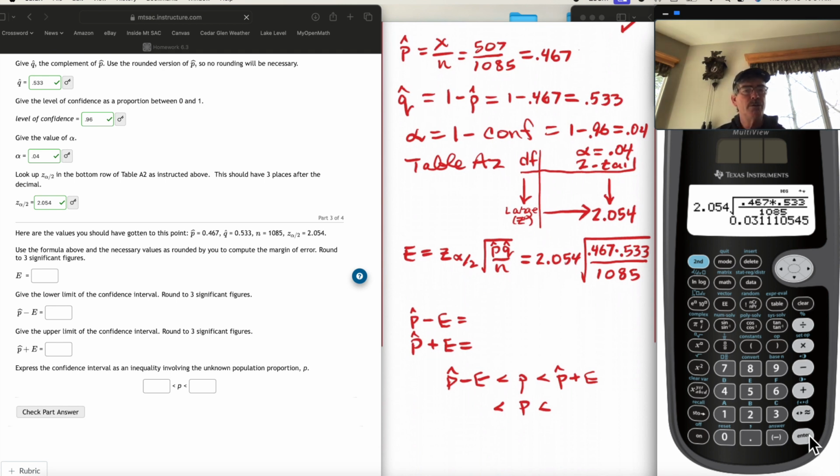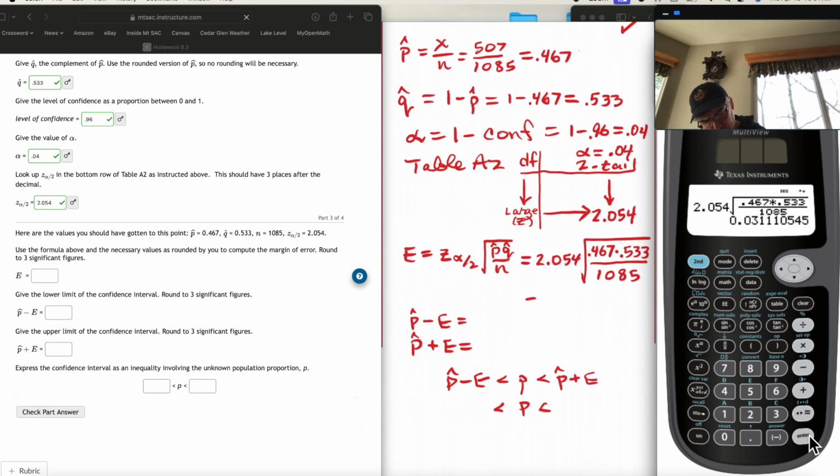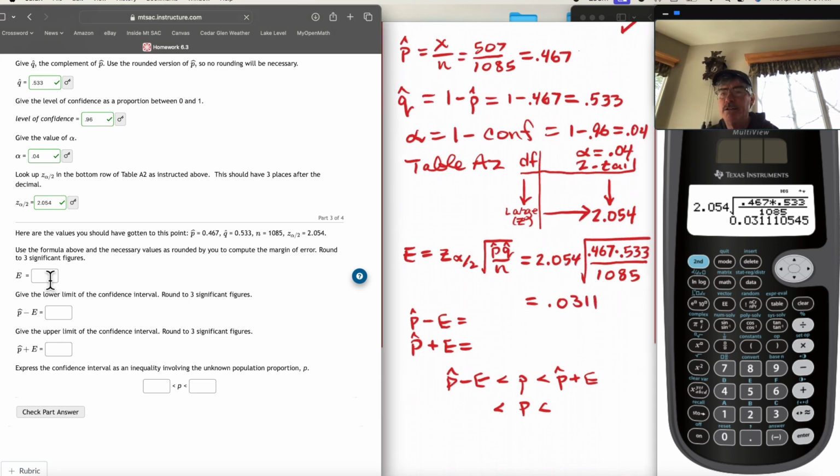Okay, so here again we like 3 significant figures, which means you start counting at the first non-zero digit. So we're going to go 0.0311. Okay, let's see if that comes out all right here. Looks great.